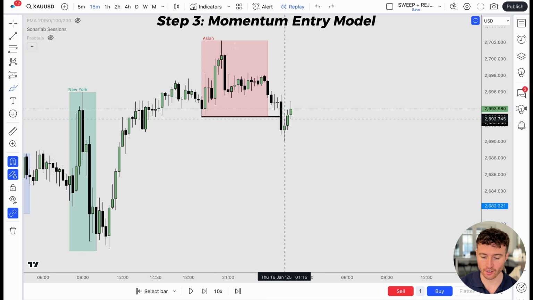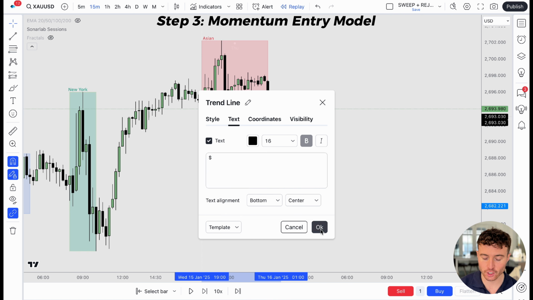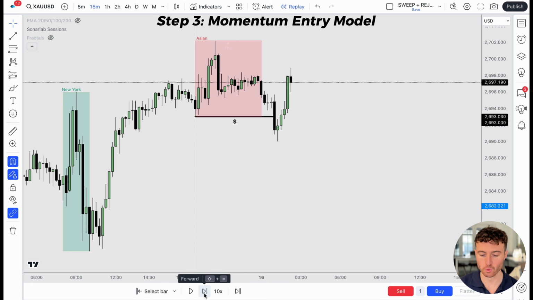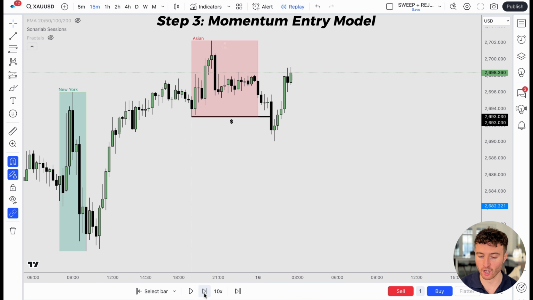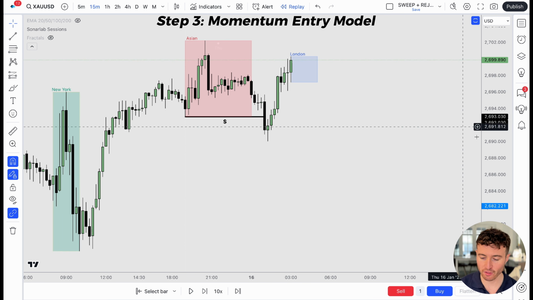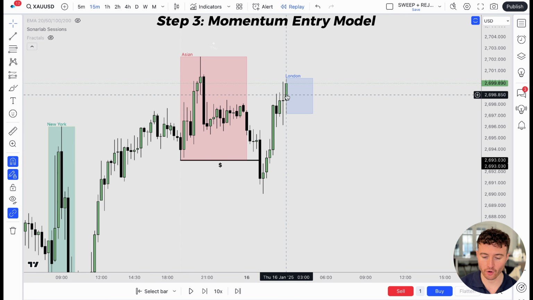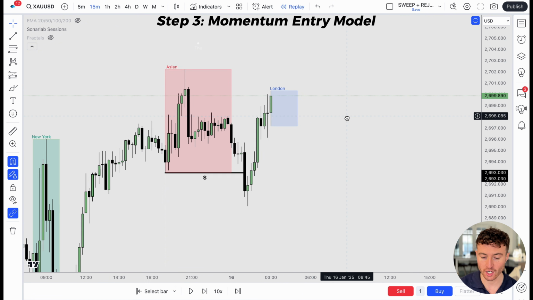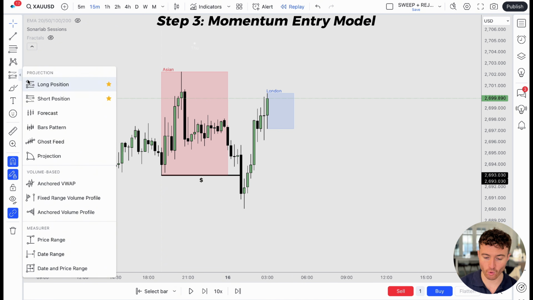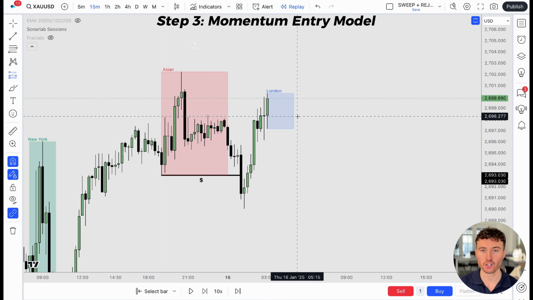So what you can see here is during the pre-London session, we've swept the Asia sell side liquidity. So we're simply waiting for the London kill zone. You can see that is right here. So the London session opens at 3 a.m. and we then get a bullish confirmation. So you can see right here, we can then use step number 4, which is really, really important. And step number 4 is our entry, invalidations and targets.